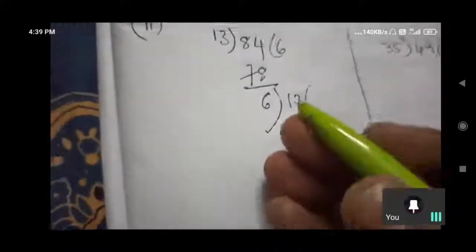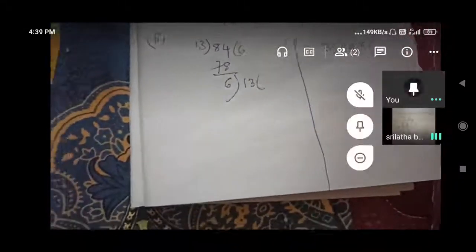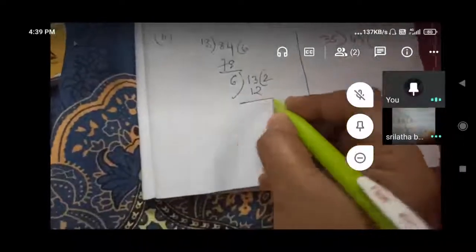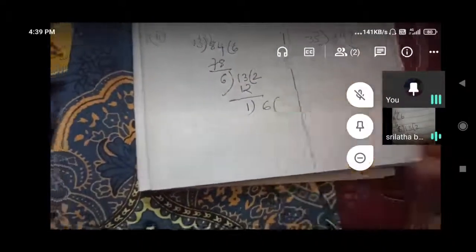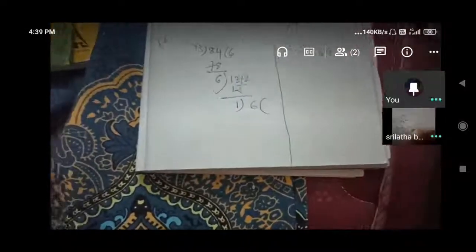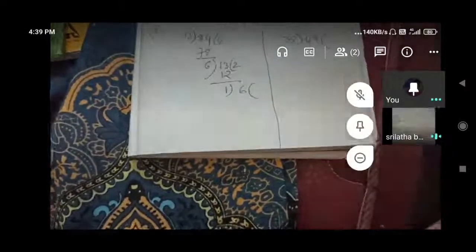Okay, how many times, Nana, is it divisible? 6 2s are 12. Very good. And 1 is the remainder. You take 6 here like that. Again, how many times is it divisible? 1 6 is 6. So 0 is the remainder.